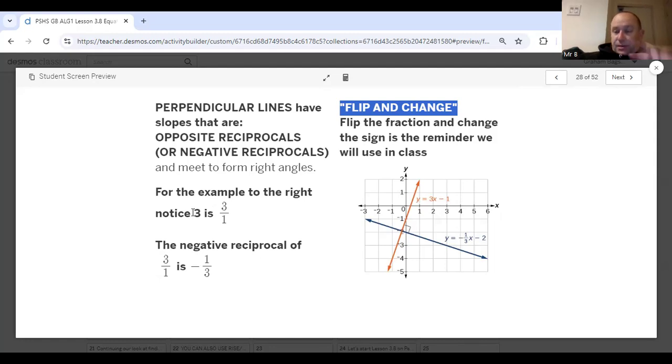So if it's not a fraction, as we're going to flip it, we want to make it a fraction, so you put it over 1. And then if you flip 3 over 1, you get 1 over 3, but I have to change the sign as well. So as this is positive, I make this answer here negative.